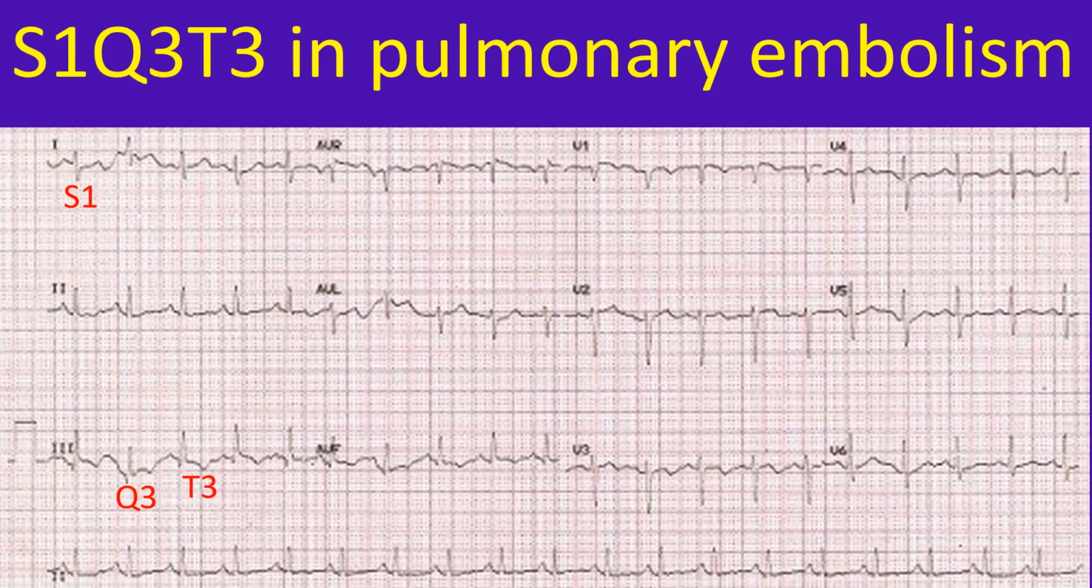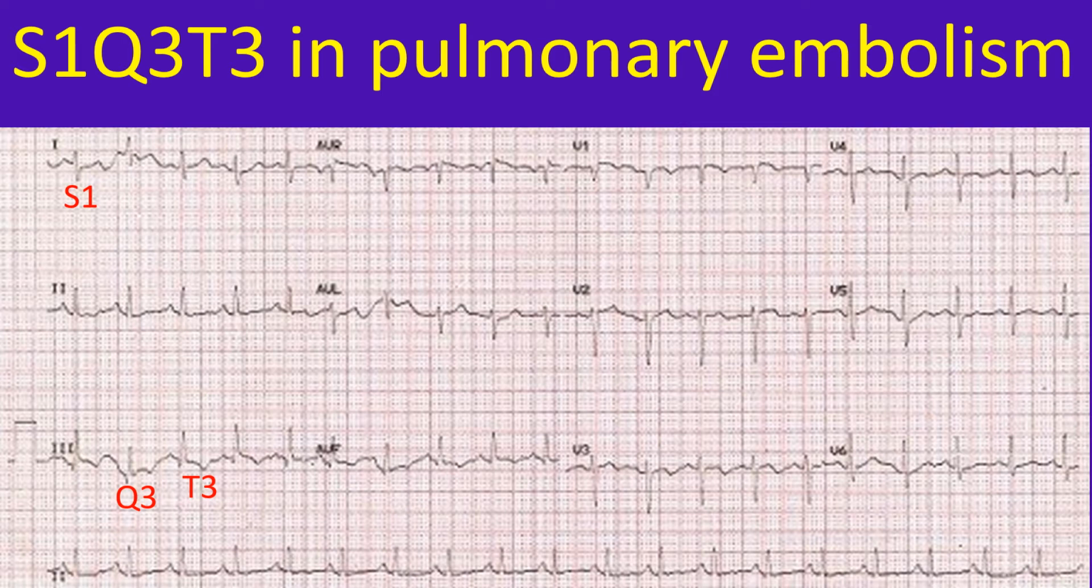S1 Q3 T3 pattern in ECG is seen in acute pulmonary embolism. S1 Q3 T3 pattern means the presence of an S wave in lead 1 indicating a rightward shift of QRS axis with Q wave and T inversion in lead 3.